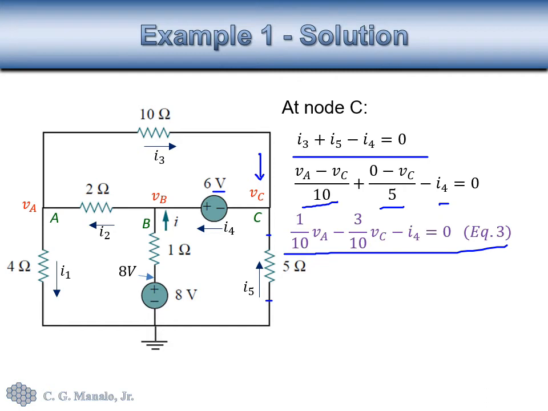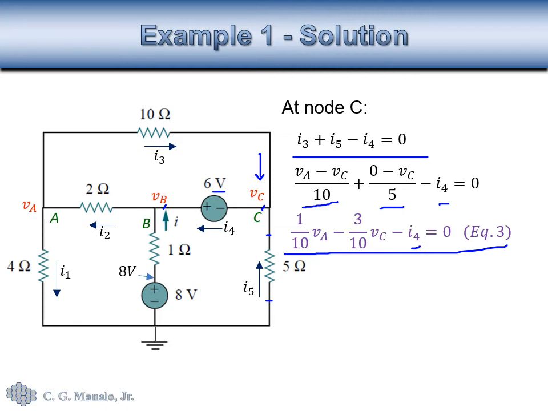Now, take note that we have three equations, but we have four unknowns because of the presence of I sub 4. We need one more equation to solve the problem. So take note that we could relate V sub B and V sub C using the 6 volts here.